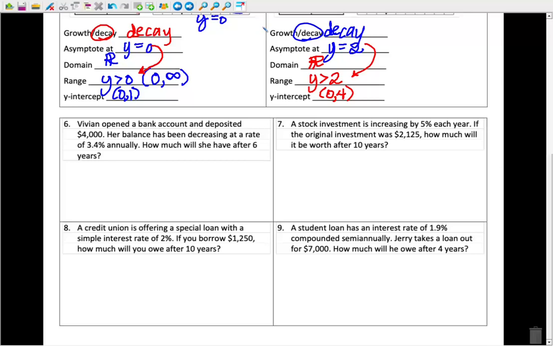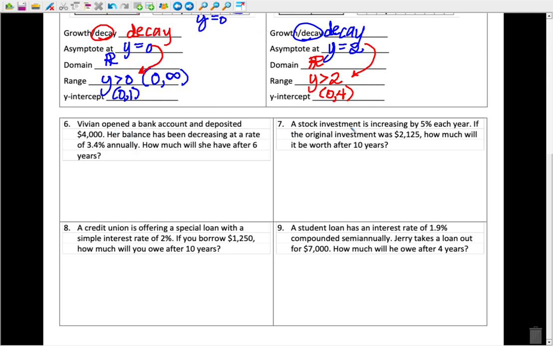Number 6 through 9, we're getting into word problems. These word problems will vary from whether it's growth or decay being looked for, or simple or compound interest being asked to solve for. So you've got to read and look for those keywords, all right? If you see the word interest, that right there is telling you you're going to use one of the interest formulas. If you don't see the word interest, then it's probably going to be growth or decay.